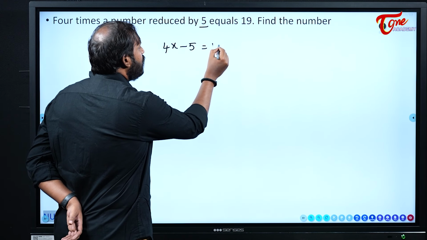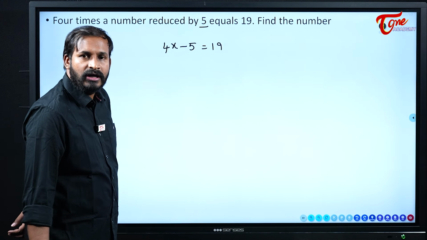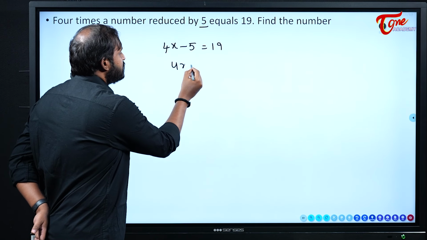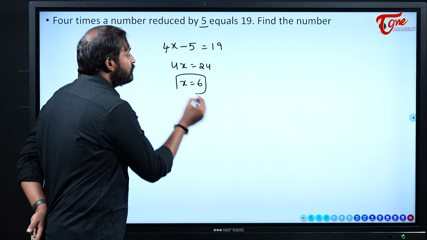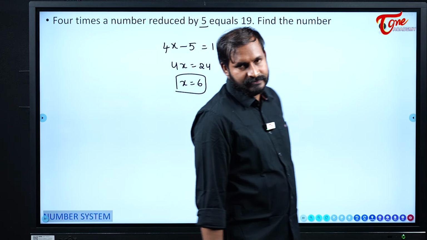And it equals to what? 19. So what we can write? 4x is equal to 24. X value will become 6 for me here. So the number is 6.